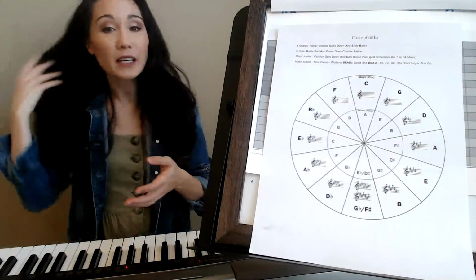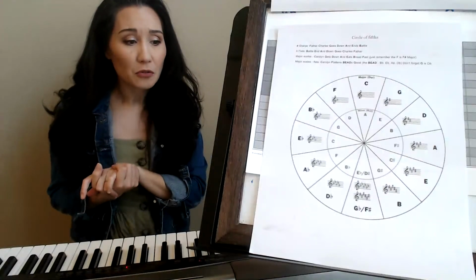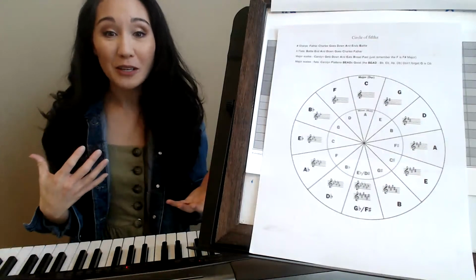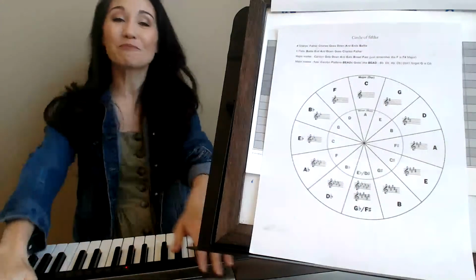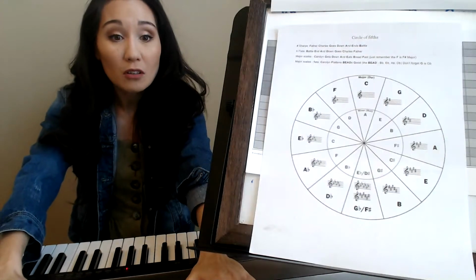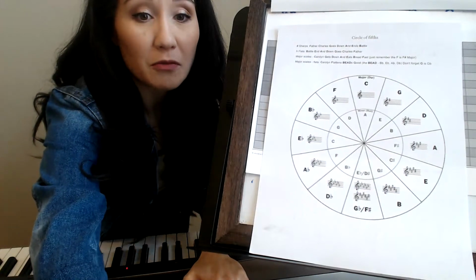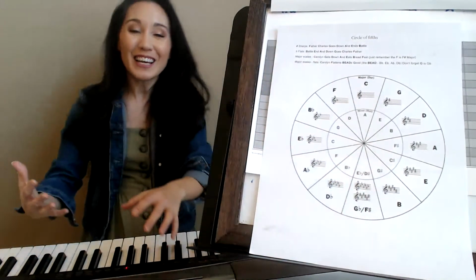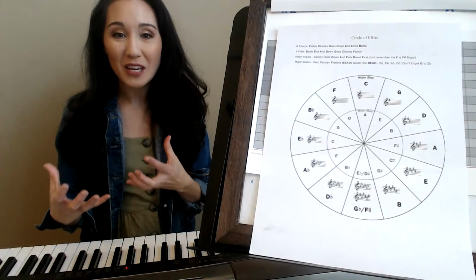So what I decided to do is a couple weeks ago, I thought, you know what, it'd be really cool to maybe show you how I transpose things. So let's get started. So we have the circle of fifths. And basically, when it comes to the circle of fifths, this fancy thing, it's basically letting you know that music has order. Music has structure.